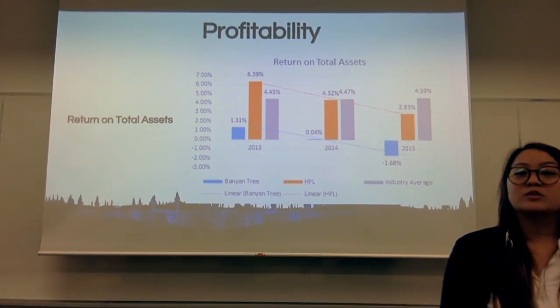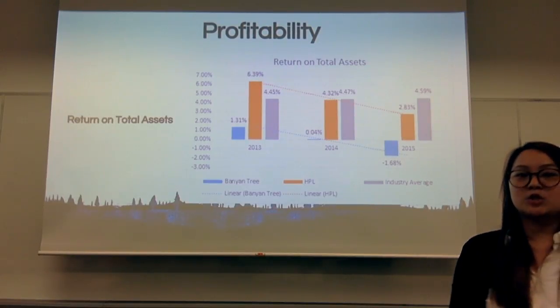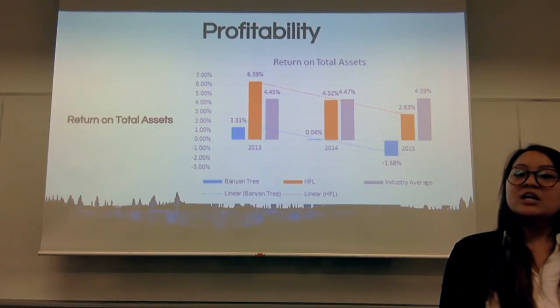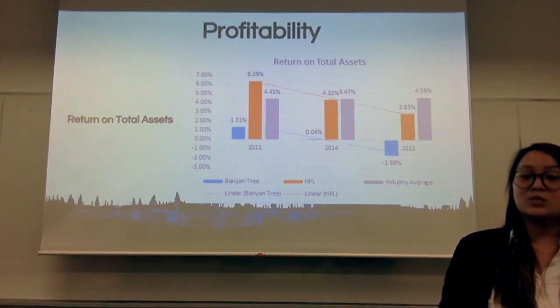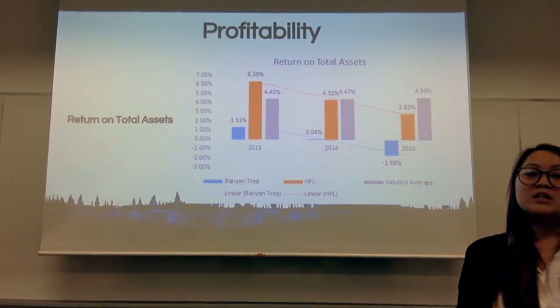So, finally, the ultimate purpose of a business is of course to be profitable. Looking at the return on total assets ratio chart, HPL over here is definitely doing a better job than Banyan Tree. Though both are declining over the years, HPL still managed to generate profits from the usage of their assets, while Banyan Tree is making a loss, seen in year 2015.